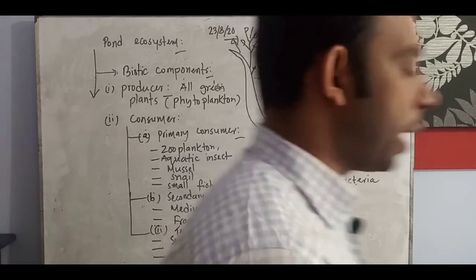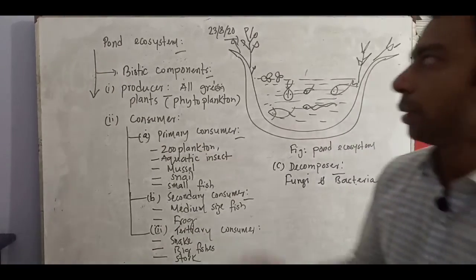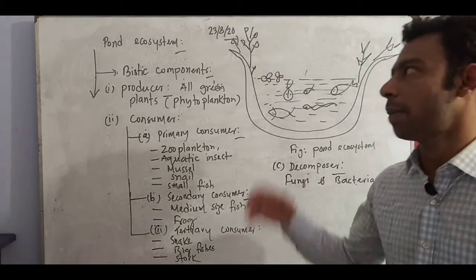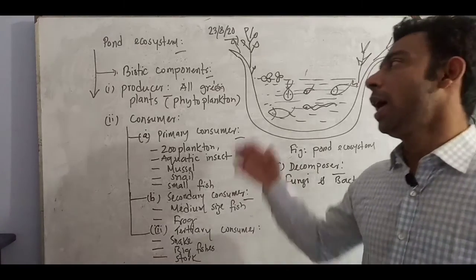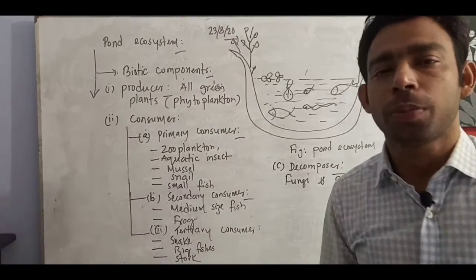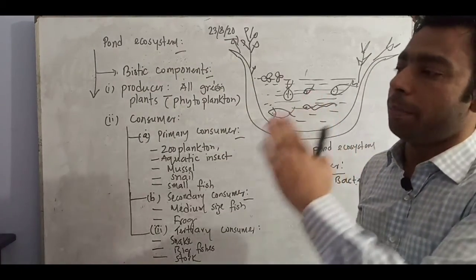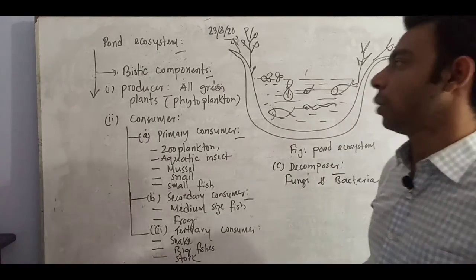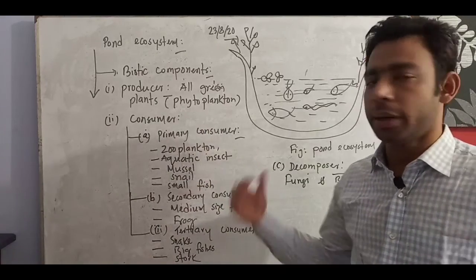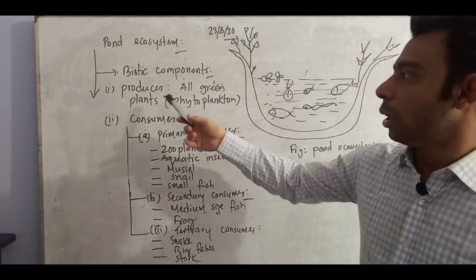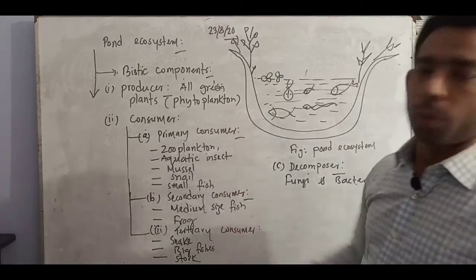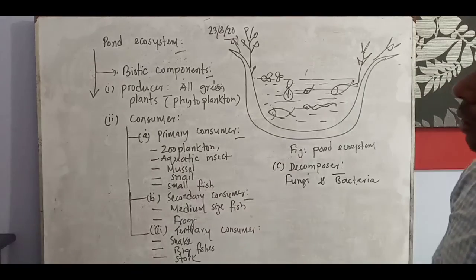And you can also explain their parts. There are two important parts: one is the biotic, another one is the abiotic components. Then we can explain that abiotic components are of three types: inorganic, organic, and physical components. We already discussed that. And biotic components have the producer, consumer, and decomposer. Producers, I told you, are all green parts, like phytoplankton. Consumers directly depend on the producer: zooplankton, aquatic insect, mussel, snail, small fish.